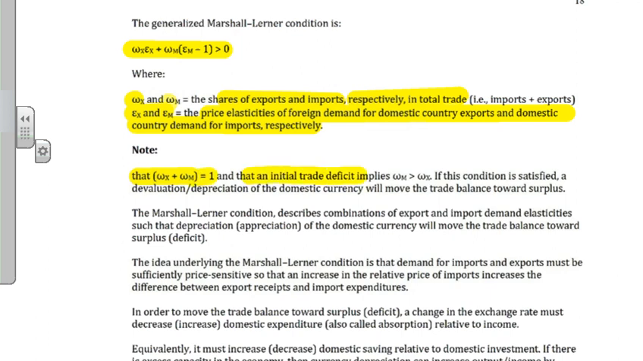An initial trade deficit would mean that M is greater than X. We've seen this many times before. Imports is greater than exports. If that takes place, there will be a depreciation of the currency. Yes, the trade balance will move towards a surplus, but the currency will depreciate, and they're all interconnected. Why is that?